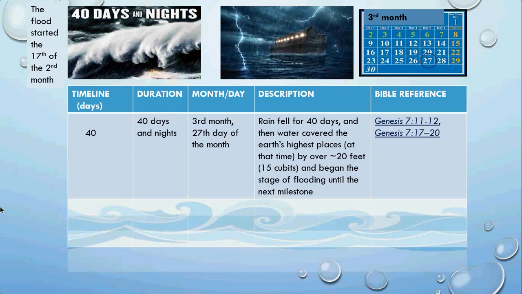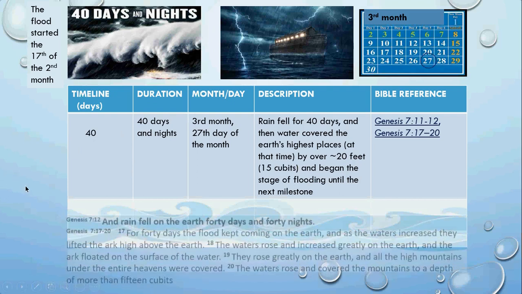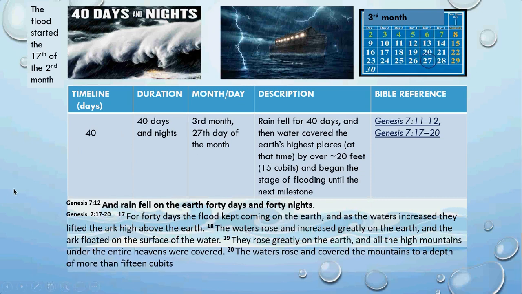The description is rain fell for 40 days, and then water covered the earth's highest places. At that time it would be over 20 feet, or 15 cubits, and began the stage of flooding until the next milestone. And these verses are found in Genesis 7. Genesis 7:12. And rain fell on the earth 40 days and 40 nights.